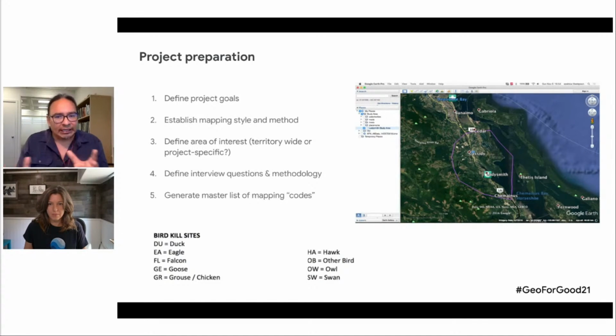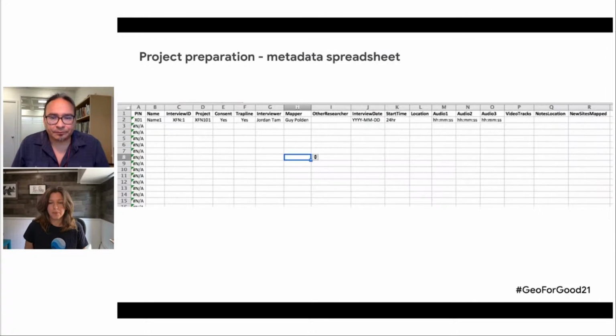Now, that might be a territorial-wide lens, or it might be looking at a very narrow project-specific geographic area. But either way, depending on what area you might be looking at, you want to make sure you have defined questions and methods that you're going to be applying. And then thinking about the mapping codes that you might use. So we use a coding system, and I'll explain that in a little more detail, but we have over 300 map codes that we use depending on what the activities are that we're collecting information about. So these are just some examples of some of the bird kill sites that we would use.